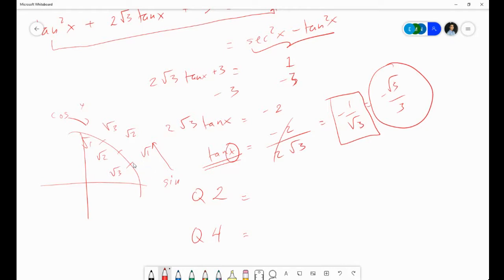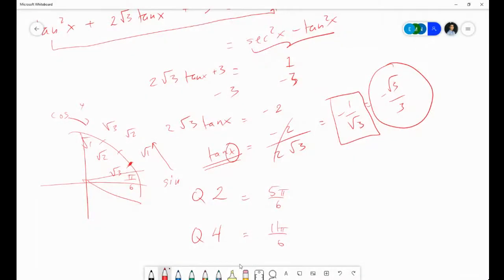All right, so in the first quadrant, we have this one right here, which is 1 over square root of 3, because it's sine over cosine. So that is pi over 6, but we need it to be in quadrant 2, so 5 pi over 6. And then in quadrant 4, 11 pi over 6, because we're going to reflect pi over 6 down here. And that's it. That's our answer: 5 pi over 6 and 11 pi over 6.